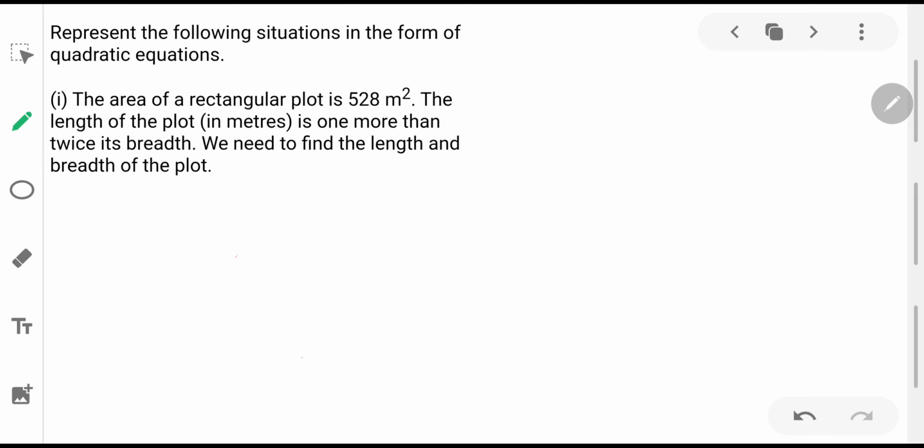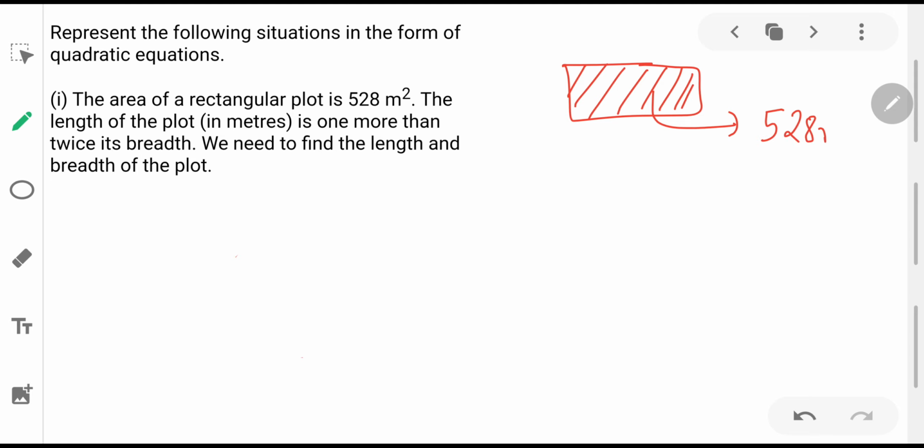Let us go to the first question, which says the area of a rectangular plot is 528 meters square. So, a rectangular plot is given and the area of the rectangular plot is given. What do we mean by area? Area means the space occupied by an object is known as the area. So, the area is given as 528 meters square. The length of the plot in meters is 1 more than twice its breadth.